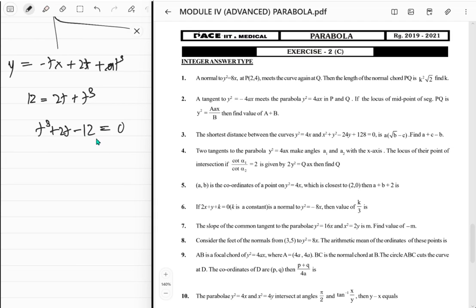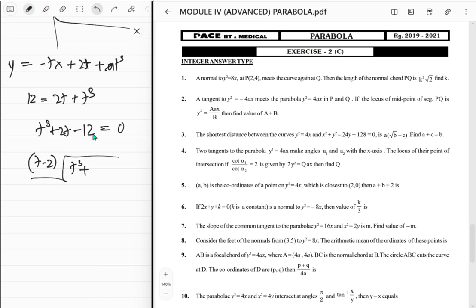Okay, that doesn't work. What about minus 2? So minus 8 plus, okay, what about plus 2? So 8 plus 4, yeah, it works. So t equal to 2 is a solution. Just put t minus 2, right? That's what we want. Just divide by that, t minus 2, and then you got t cube plus 2t.